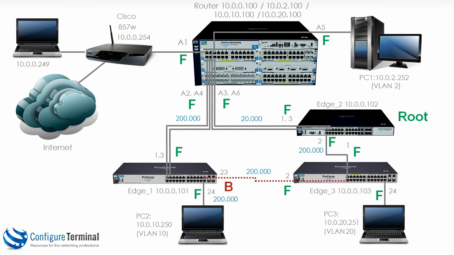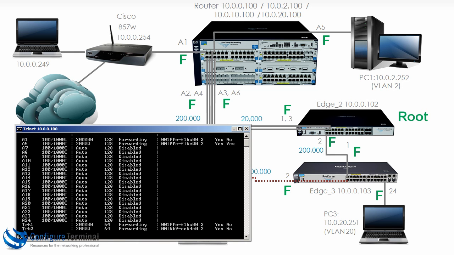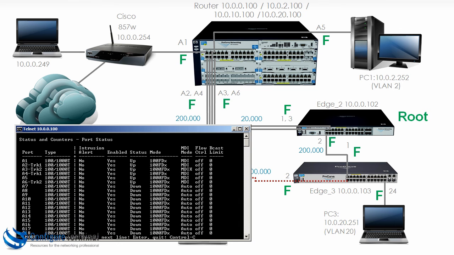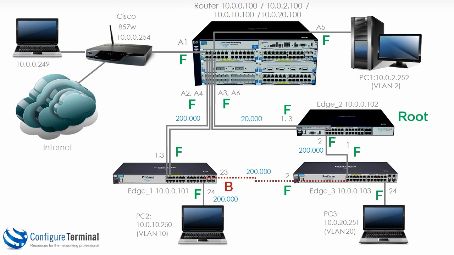Now the reason the path cost is lower is because if we look at the speed of the link, so show interface brief, you can see A2 TRK1 is running at speed 100 full duplex. A3, part of TRK2, is running at 1000 full duplex. The same with A4 TRK1, 100 megabits per second full duplex. A4, 1000 megabits per second full duplex. So the cost associated with a gigabit link is 20,000, and the cost associated with a 100 meg link is 200,000. Gigabit links would be preferred because they're quicker.